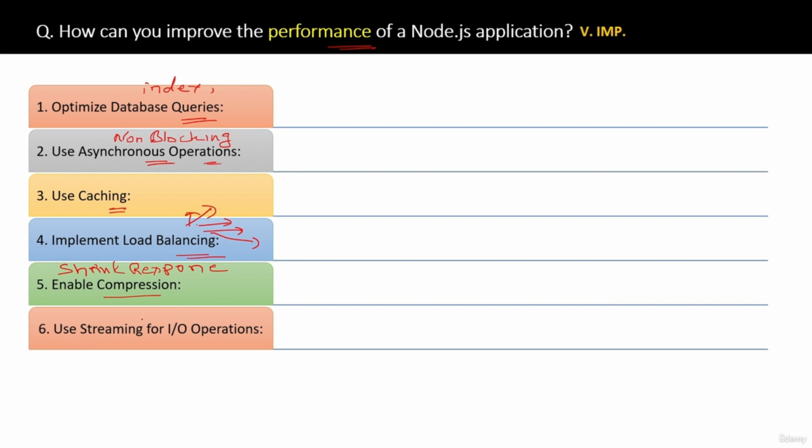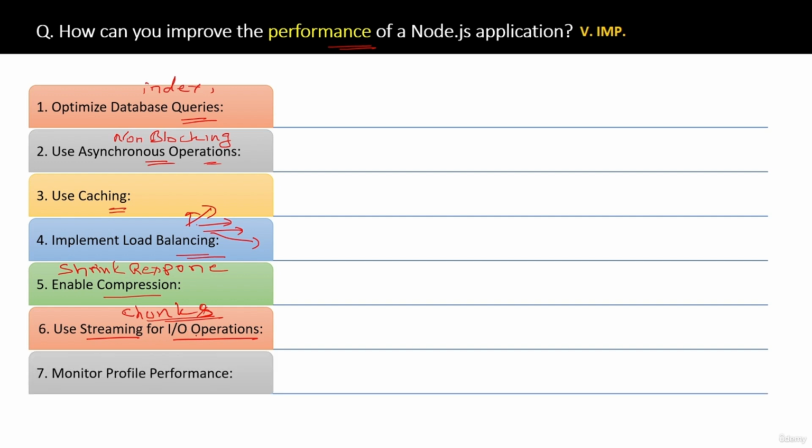Great. Sixth technique is to use streaming for input output operations. See, streaming means you can read and write large files of data by first breaking them into smaller chunks. That is streaming. So rather than reading a large chunk, reading in smaller chunks will reduce the memory usage, and eventually it will improve the performance.